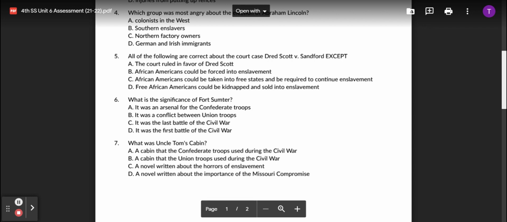7. What was Uncle Tom's Cabin? A. A cabin that the Confederate troops used during the Civil War. B. A cabin that the Union troops used during the Civil War. C. A novel written about the horrors of enslavement. Or D. A novel written about the importance of the Missouri Compromise.